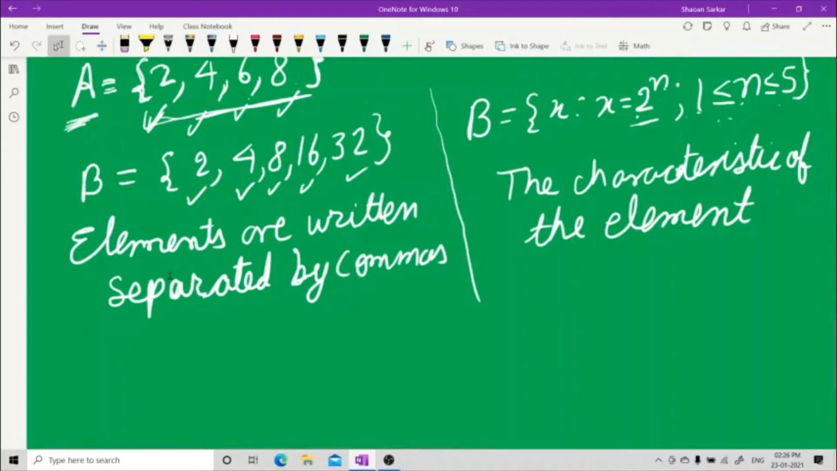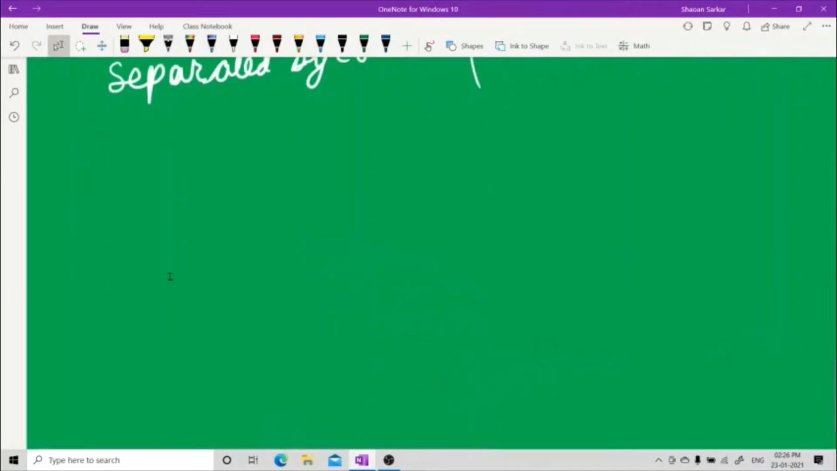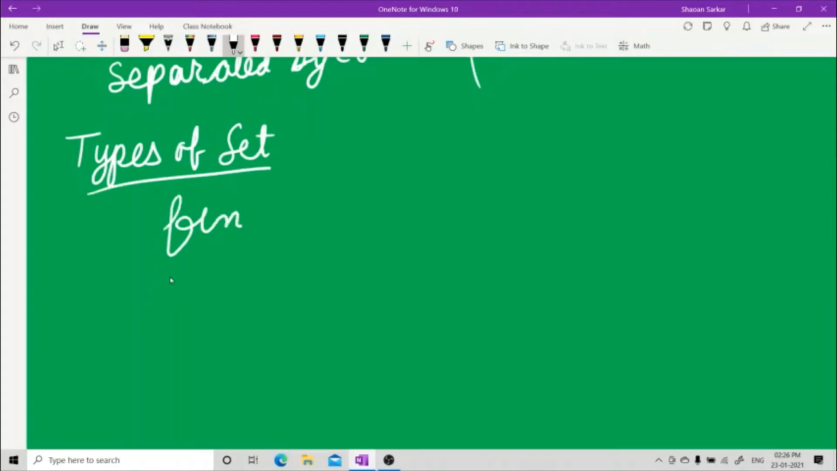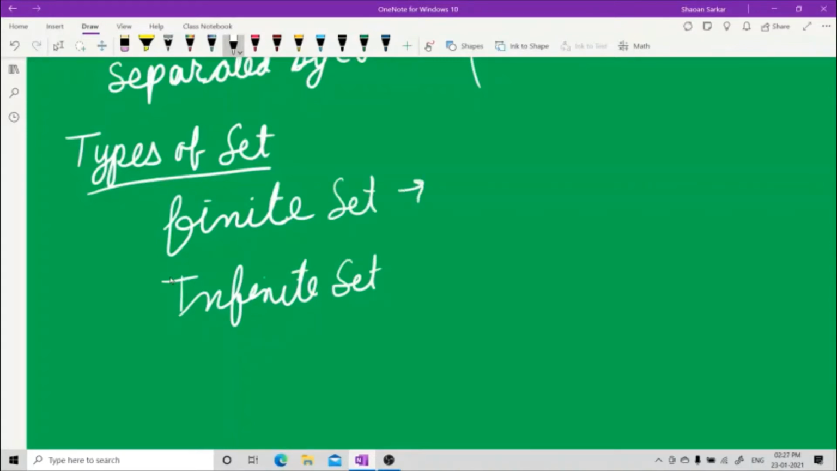Now we'll go on to something more. Types of set. That is a finite set, then infinite set. In a finite set, elements can be counted.